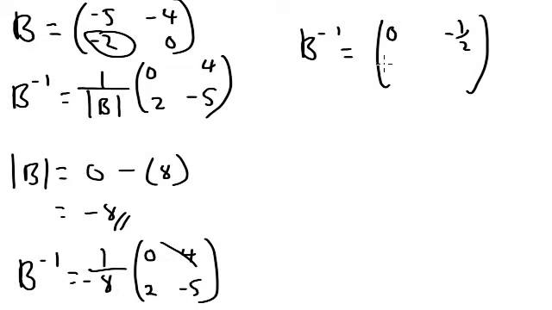Then this will be -1 over 4, and we have +5 over 8. I hope you understand how I did that. That is simple math operations.